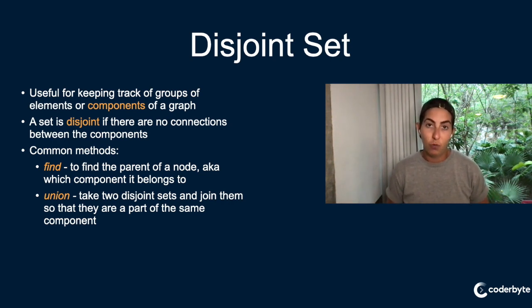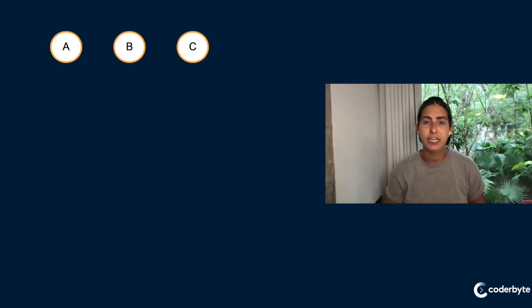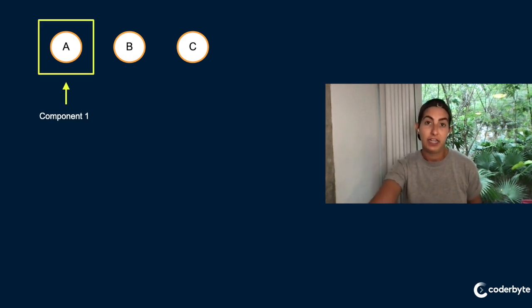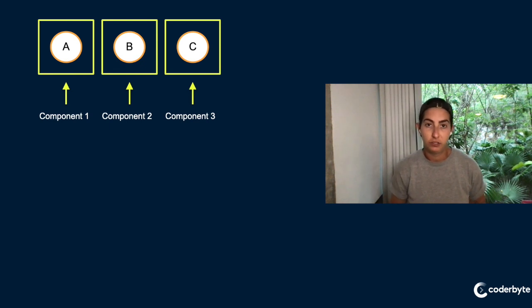So words are less useful than pictures. Let's look at an example. So here we have a disjoint set, right? There are 3 different components in this graph. There's the A, B, and C component, right? And right now it's just nodes with no connections, no edges between them. It is 3 different nodes. They are not connected. So as I said, A is in its own component, component 1, B is in its own component, component 2, and C is in its own component, component 3. Okay, so we have a disjoint set, right?